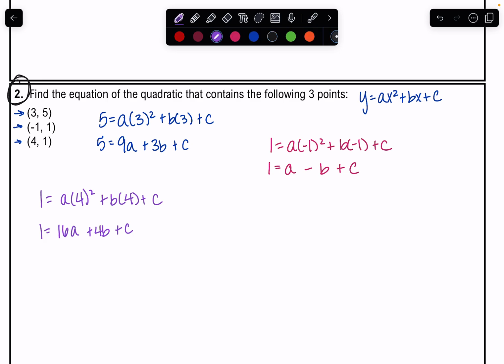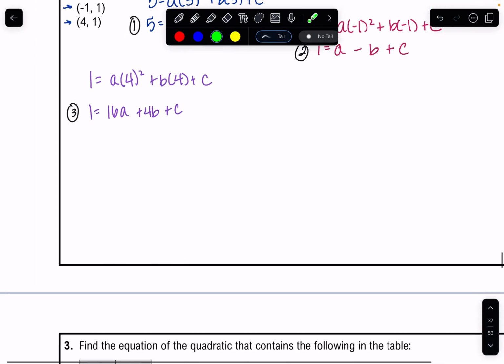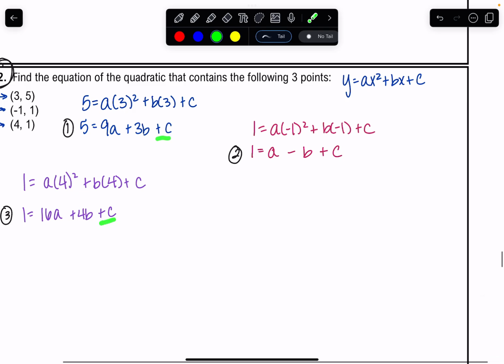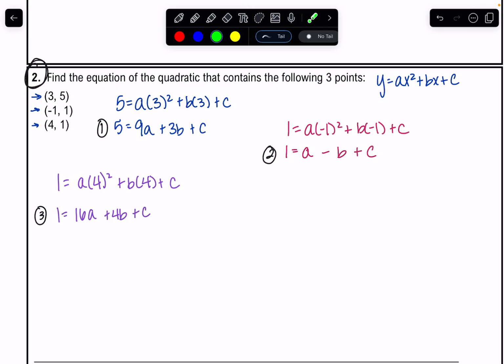So this is where we like to label our equations. So this would be 1, this would be 2, this would be 3, and you can choose to eliminate or substitute. I like to eliminate, especially here, because notice how all of them end with plus c. So it's really easy to just subtract your equations together because c minus c is always going to cancel. And when you eliminate, you're going to want to eliminate a combination of 1 and 2, or 2 and 3, or 1 and 3.